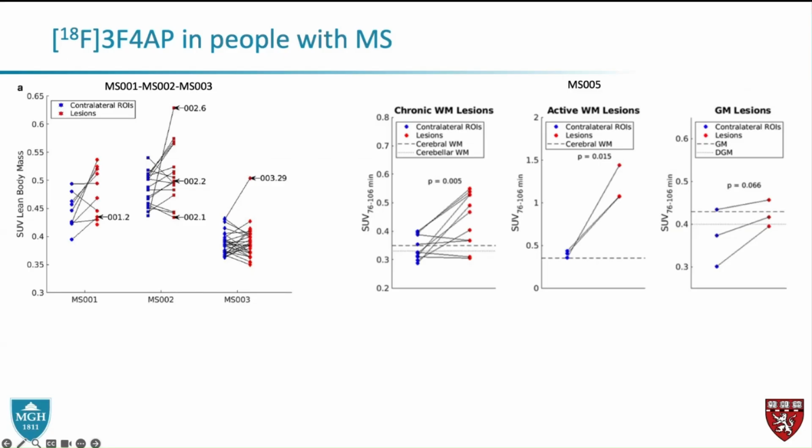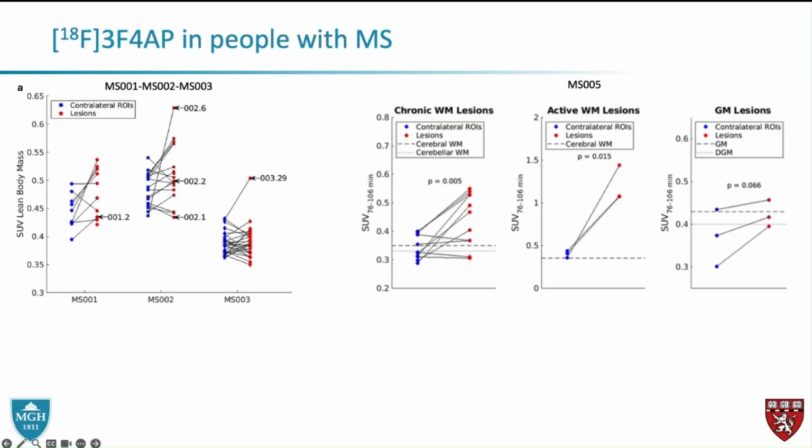So now looking at individual participants, these are the first 3 people with MS, and here's the newly diagnosed person. What we see is that there are 2 or maybe 3 types of lesions. You have lesions that are bright, so the lesion is significantly higher than the paired contralateral mirror ROI. And then there are lesions that are essentially the same level. Those we think are remyelinated.